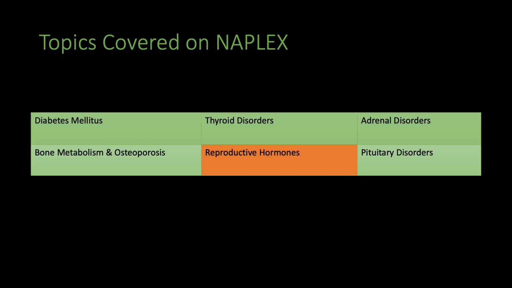You can see here we already covered a couple of these. The first top three, the diabetes, the thyroid disorders, adrenal disorders, just giving a preview of the mechanisms of some of the drugs used in these disease states. Now we're going to look at reproductive hormones.